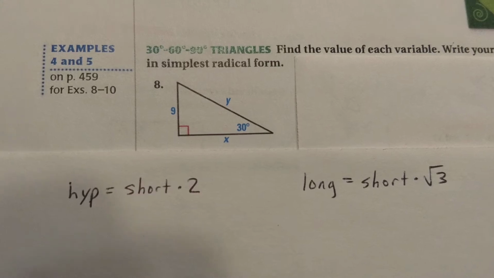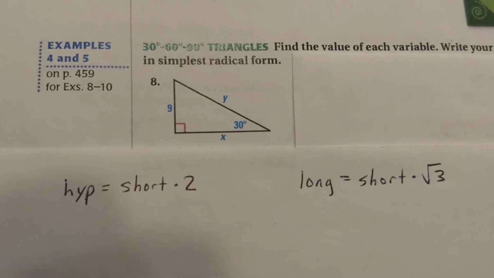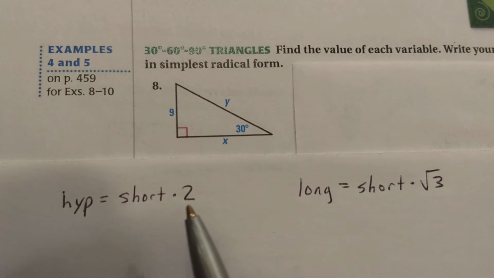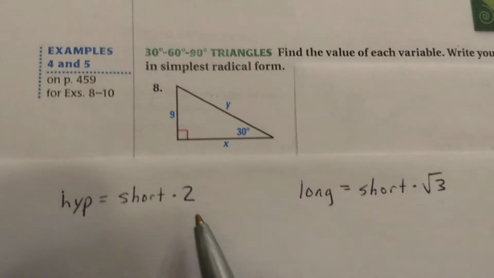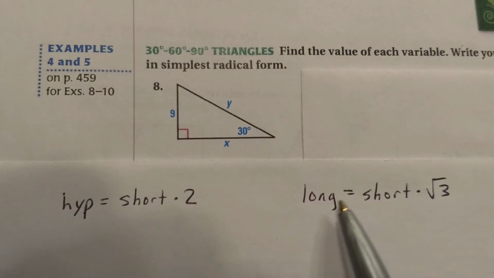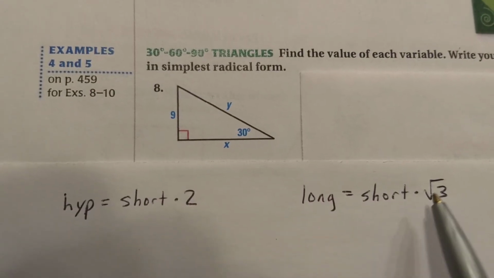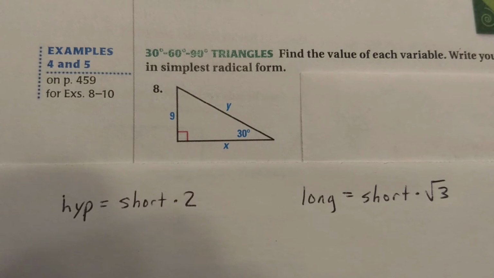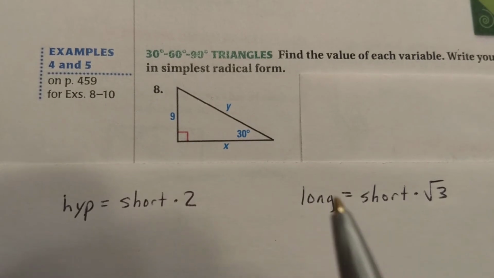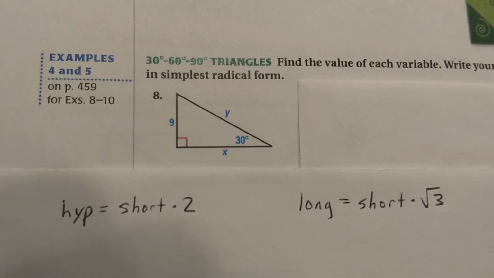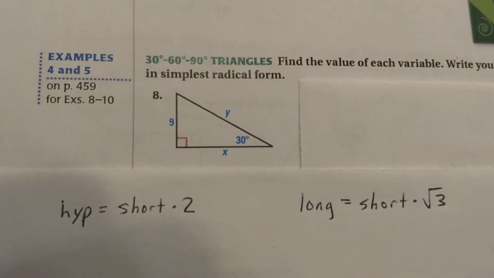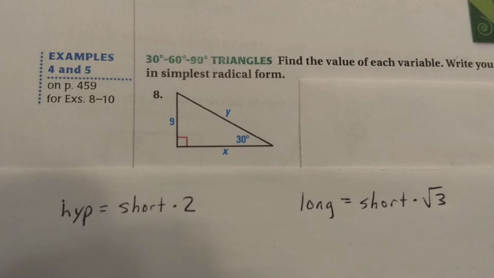Dealing with a 30, 60, 90 degree triangle, and so there's two different equations that we could potentially use with this one. Hypotenuse equals the short side times 2, or the long leg is the short leg times the square root of 3. And remember, because you've got two different equations, and because you could have a number of different things listed in the diagram, you might not be able to just guess and use one of them.